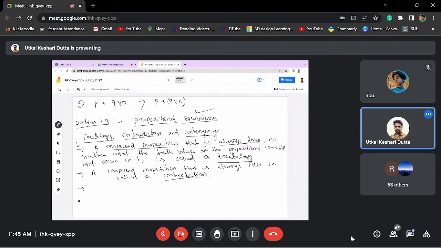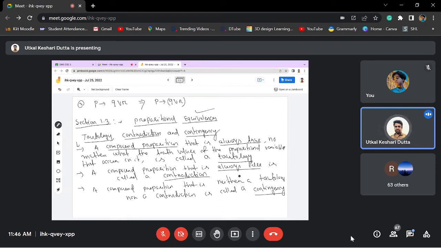Then what about contingency? Every compound proposition may be a tautology, a contradiction, or a contingency. Contingency: a compound proposition that is neither a tautology nor a contradiction is called a contingency.